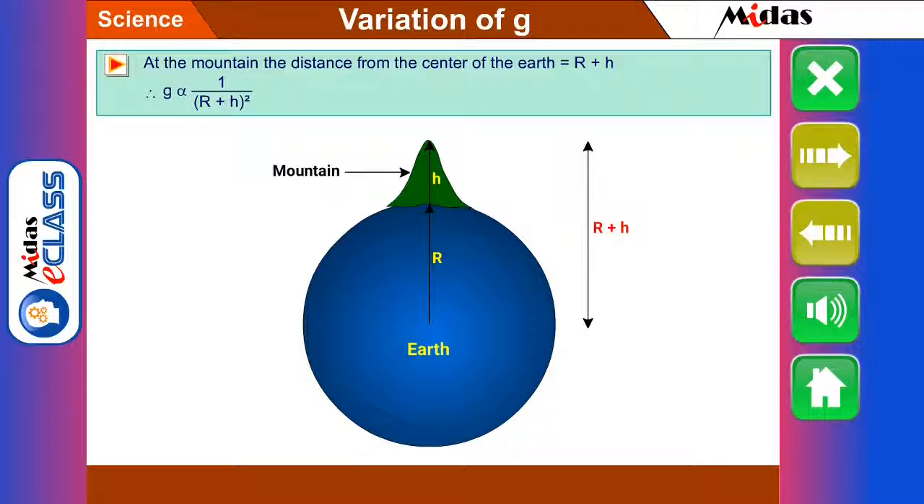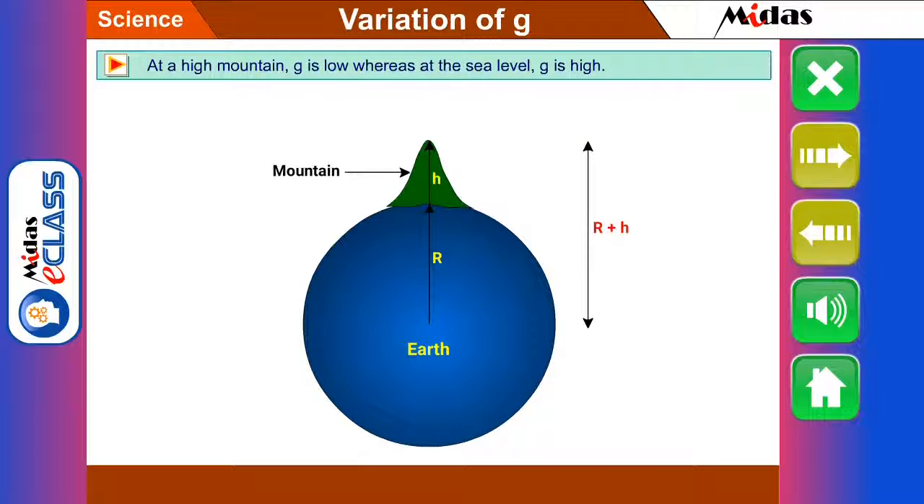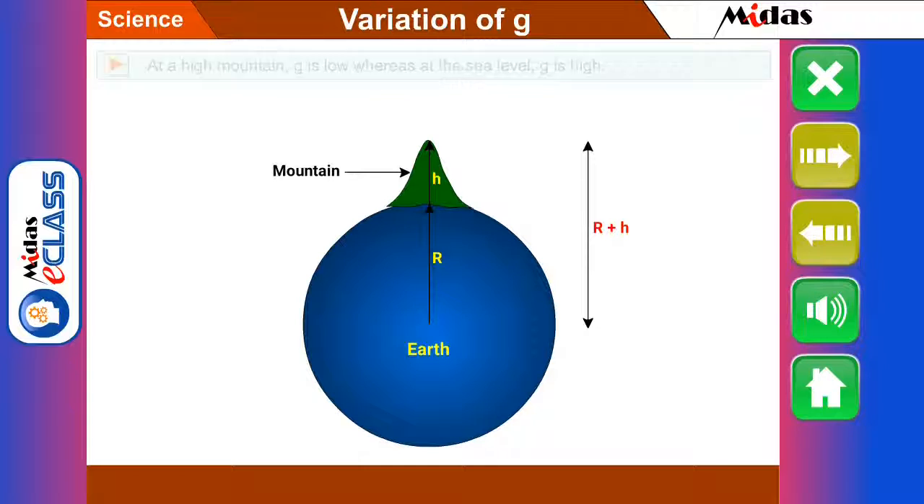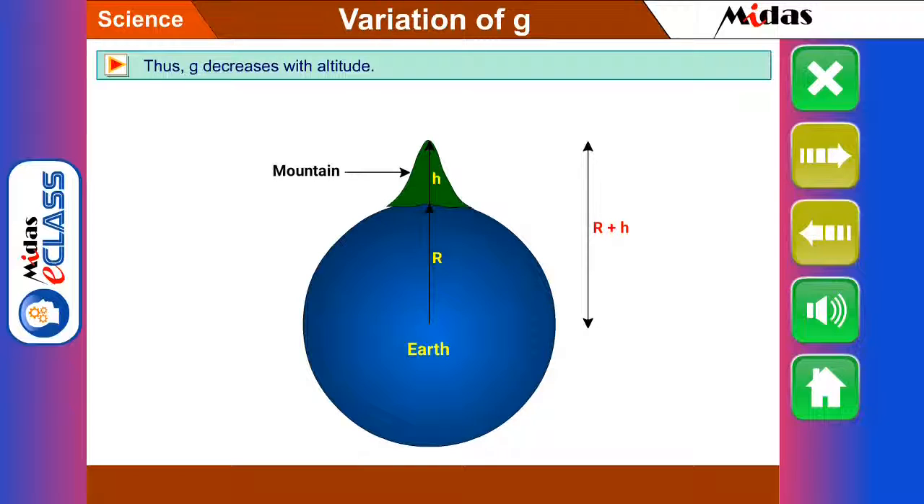But at the mountain, the distance from the center of the Earth is equal to r plus h. Then g will be proportional to 1 divided by (r plus h) whole square. Dear students, at a high mountain, g is low, whereas at the sea level, the value of g is high. Thus, g decreases with altitude.